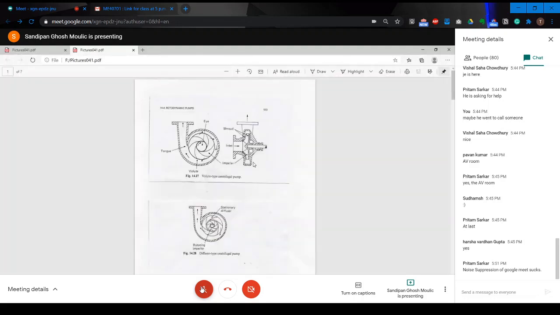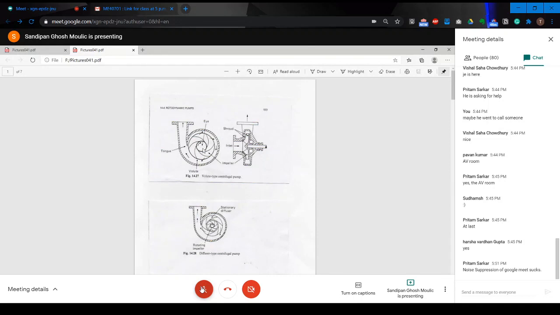Are the figures visible to you now? Yes, sir. Okay, so these are some scanned figures. So this is the rotodynamic pump. This is the eye of the impeller. So fluid will enter in a direction perpendicular to the plane of the paper. And this is the rotor which will rotate.